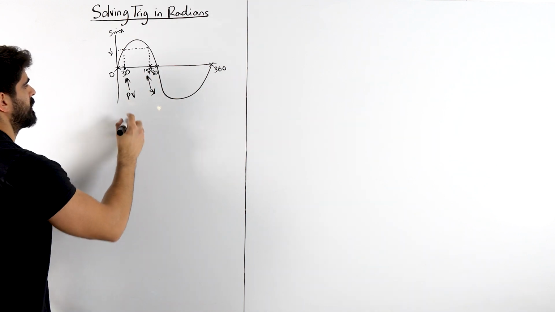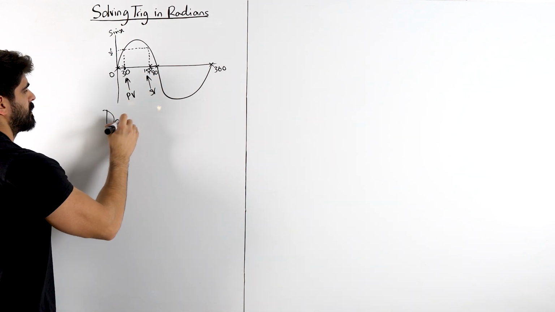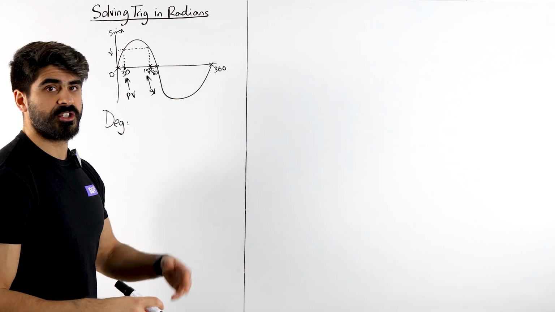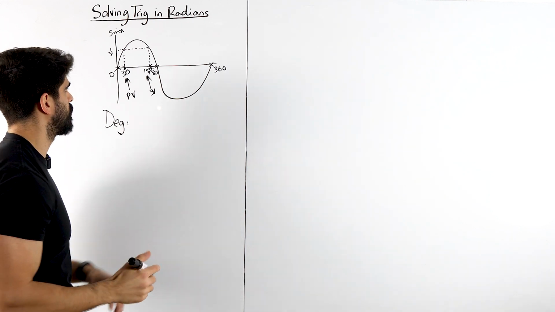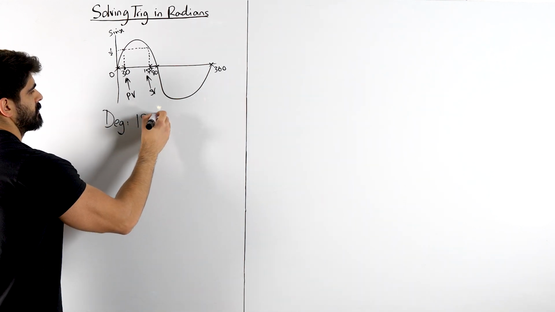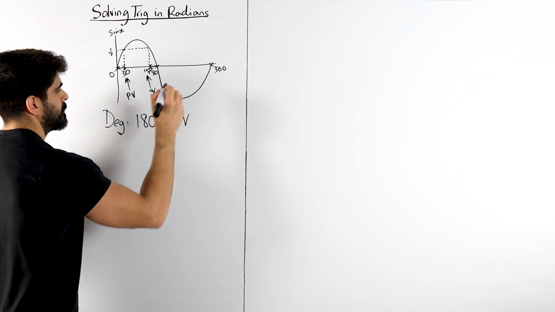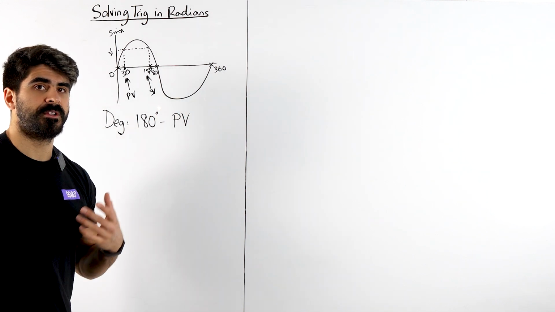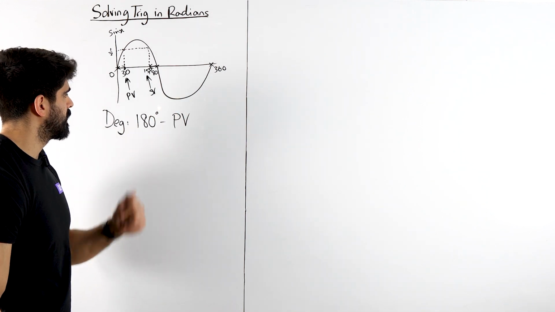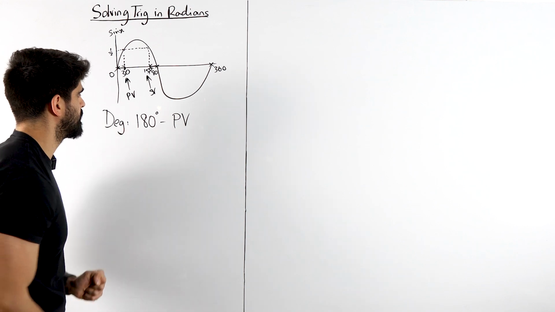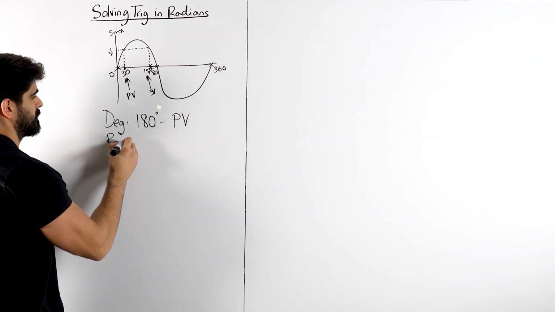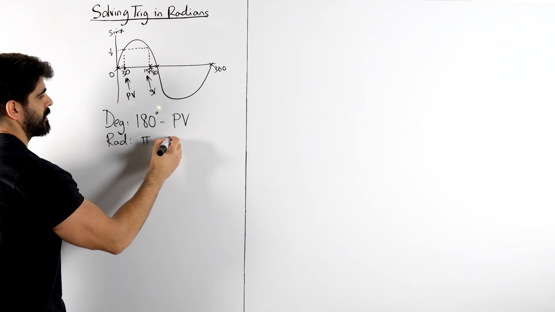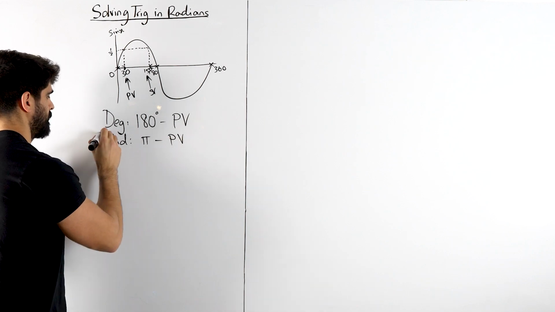In degrees, once you know the primary value, which is just doing inverse sine, you just do 180, take away the primary value. So based on that, how would it be in radians? Well, we know in radians that 180 is equal to pi. So in radians, we have pi minus the primary. Okay?